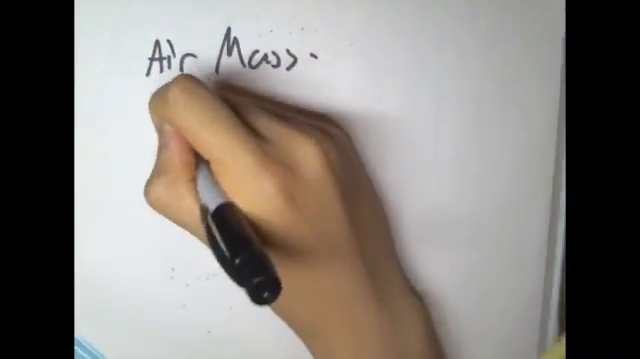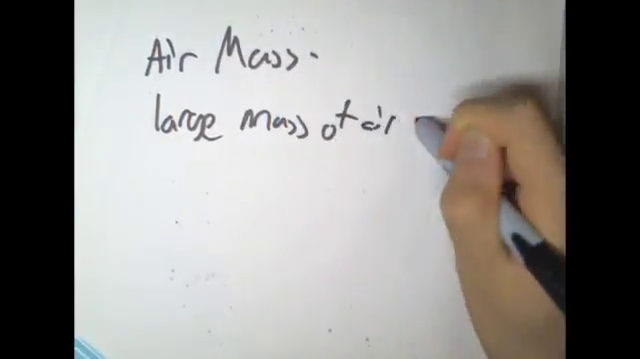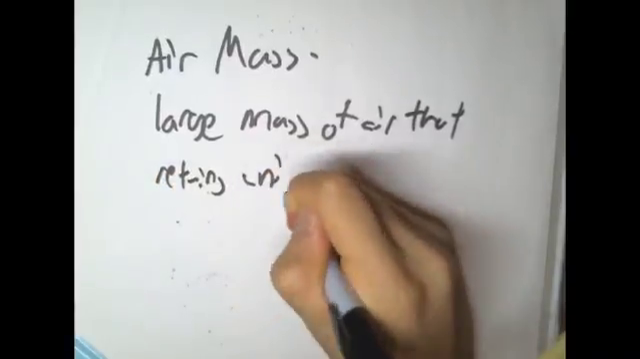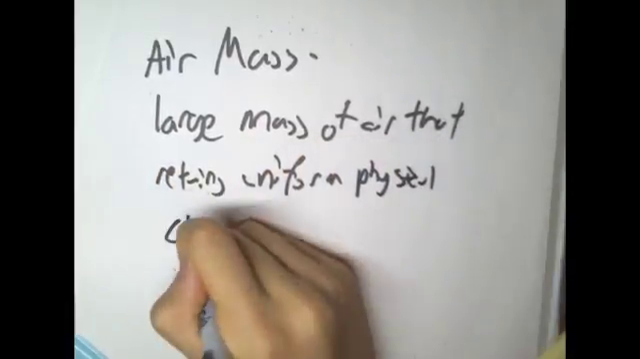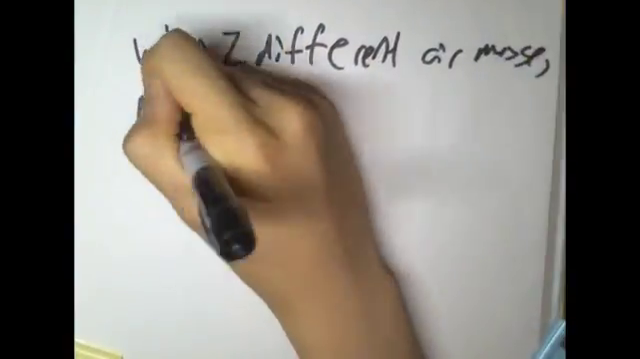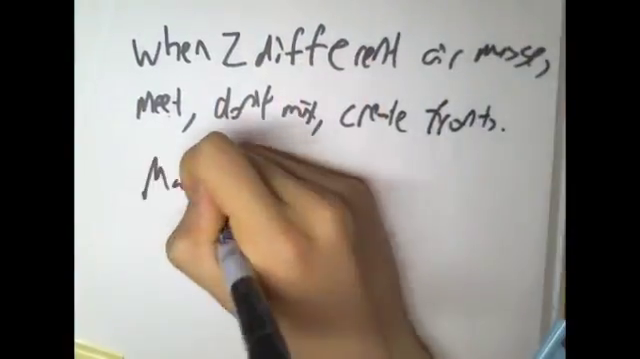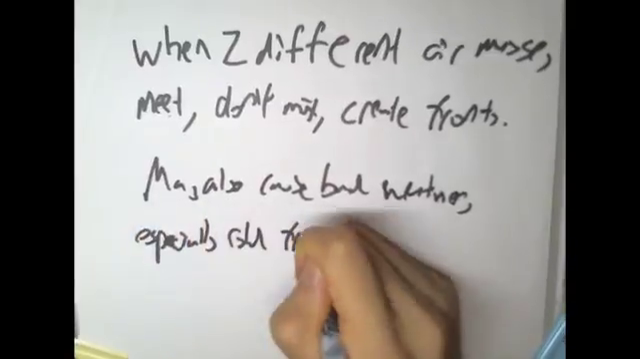Sleet is when rain freezes as it falls, and freezing rain is what happens when the rain freezes when it hits the surface. Now let's go a little bit deeper and see what really causes this weather. An air mass is a large mass of air that retains uniform physical characteristics. When two different air masses meet, they don't mix. Instead, they create a boundary, which is called a front.